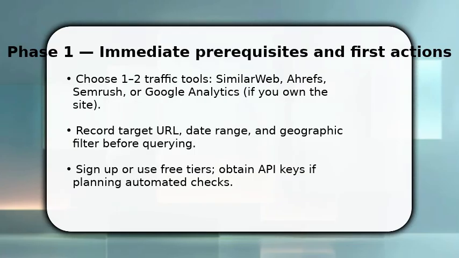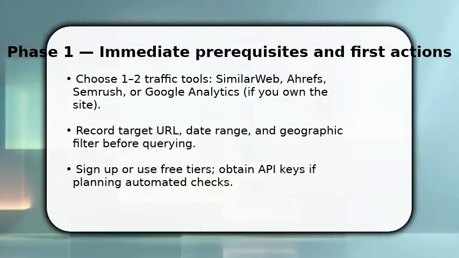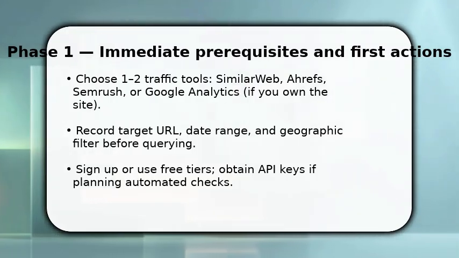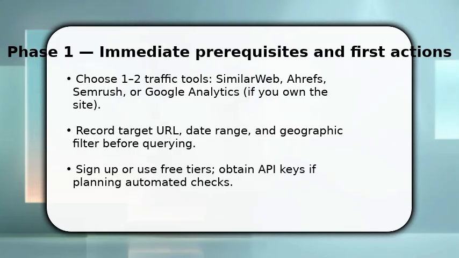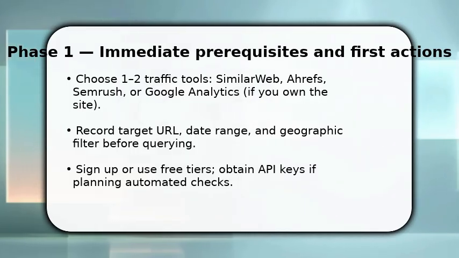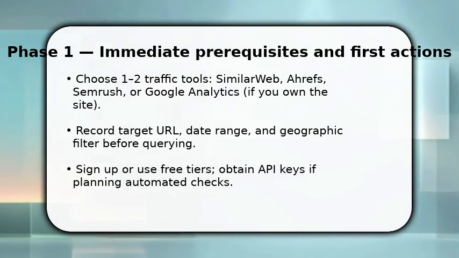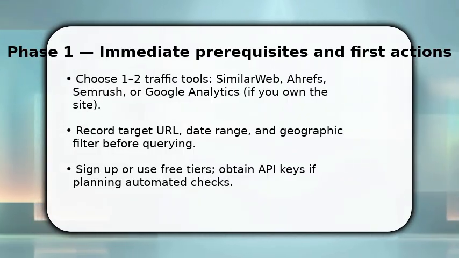You begin by collecting the essentials. Pick one or two traffic tools and sign in so you can run real queries now. Explain why. Different tools use different data sources, so combining them improves accuracy. Once logged in, enter the target URL, select a recent date range, and set geography if needed. Make sure to note whether you have site ownership. That unlocks Google Analytics or Search Console. This first step saves time and prevents redoing work later.